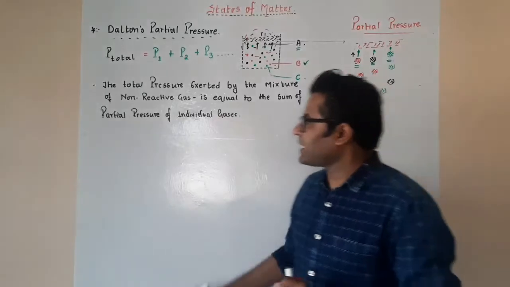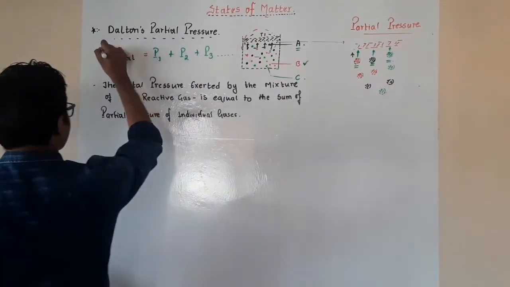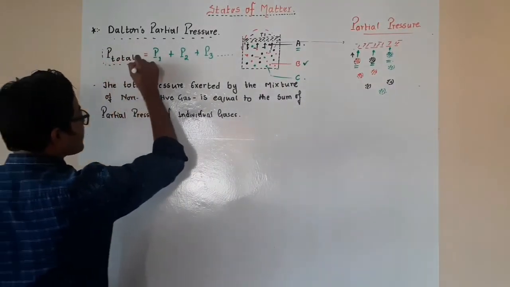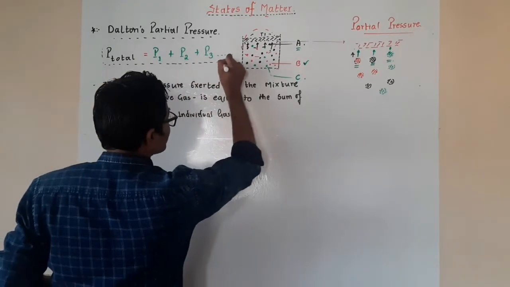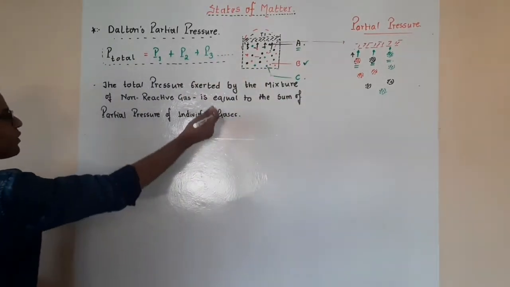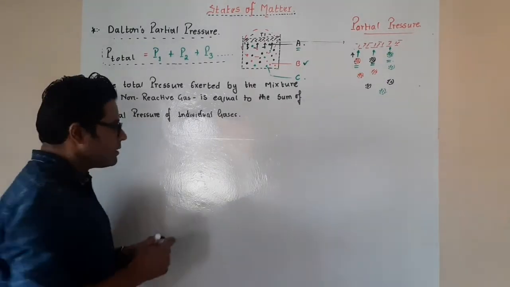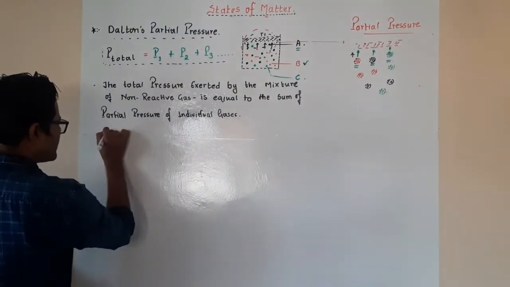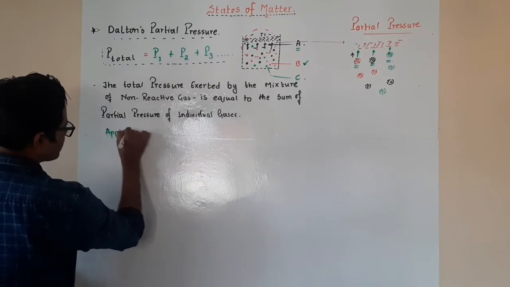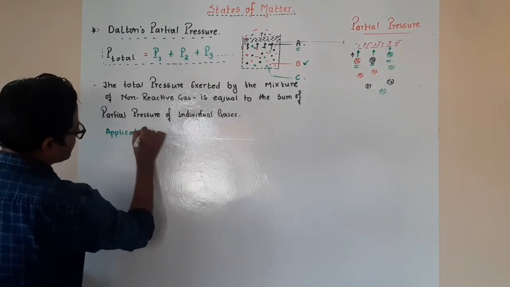Okay, and that is what he is saying, that the total pressure of a mixture of gases is equal to the sum of the partial pressures of the individual gases. Okay, now what is the main application? What is the main help of this? We try to understand that.